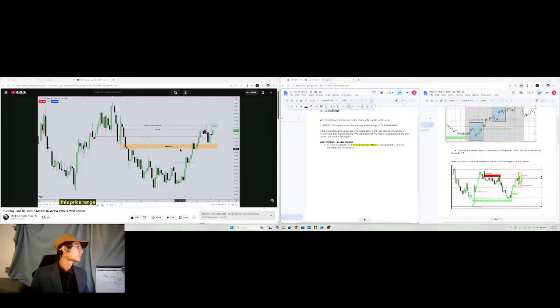This price range, okay, that I'm looking forward to if we get this shift in market structure.